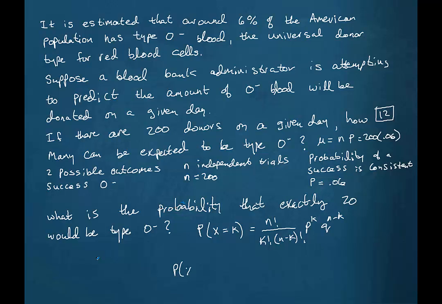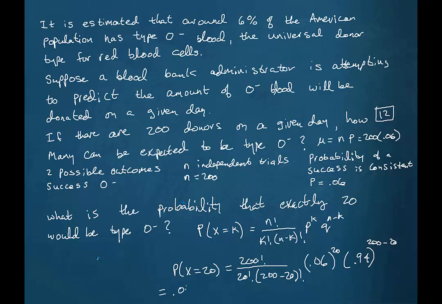So the probability that x would be equal to, and here it says exactly 20, so the probability that x is equal to 20 is going to be 200 factorial divided by 20 factorial times (200 minus 20) factorial times 0.06 raised to the 20th power times 0.94 raised to the 200 minus 20th power. And that probability is going to come out to be 0.0086 if we round to 4 decimal places.